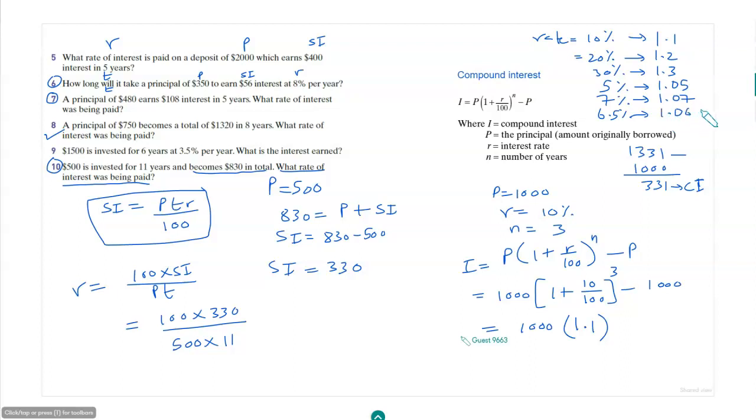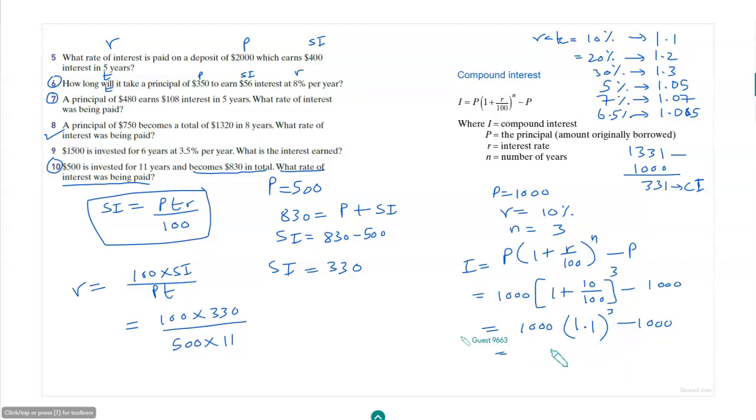1.06. Very good. So this is how you calculate. Even if you don't learn it by heart, you should understand how you get it. So here it's 1.1 to the power of 3 minus 1000. You know how to do this in a calculator, right? 1000 into 1.1 to the power 3.